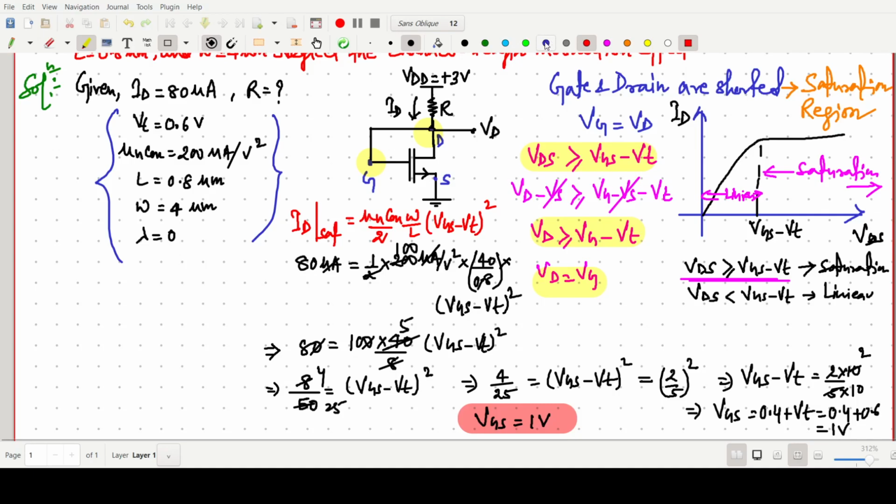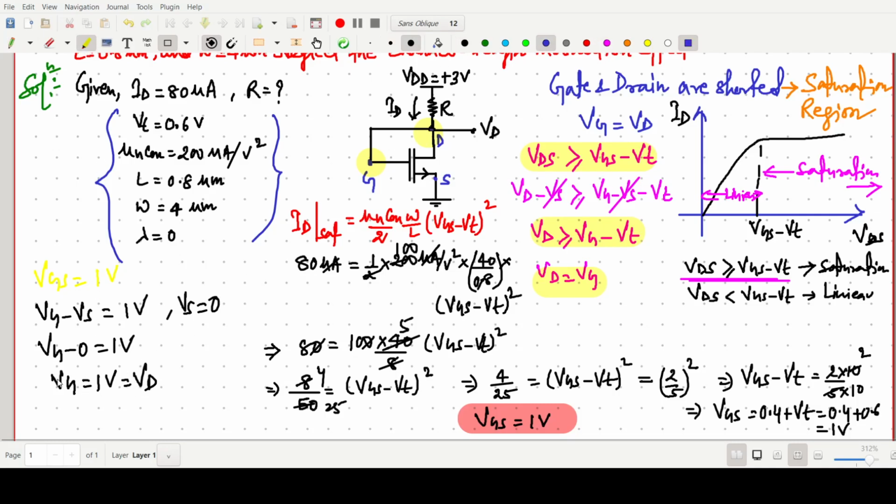So I am writing here VGS equals 1 volt. Okay, so VGS is 1 volt, so one can write VG minus VS equals 1 volt, and VS is grounded, so we have to write 0. So we can write VG minus 0 volt equals 1 volt. So VG equals 1 volt, and this VG and VD are at the same potential, so VG equals VD.